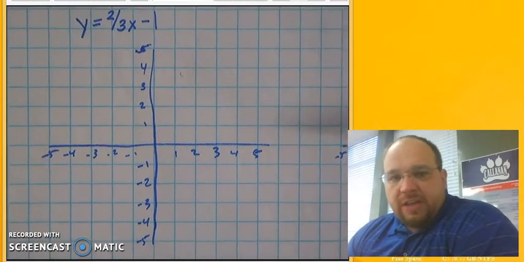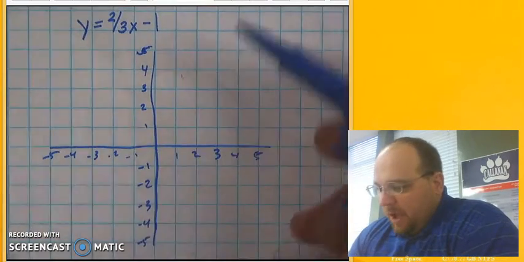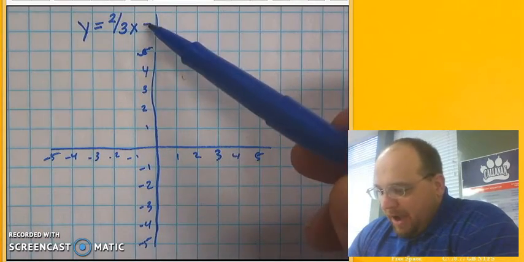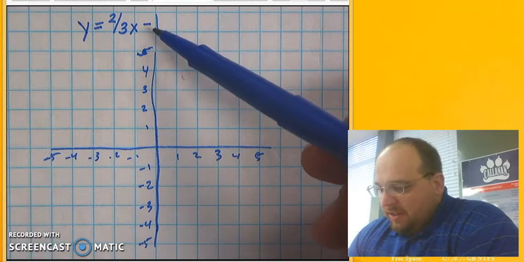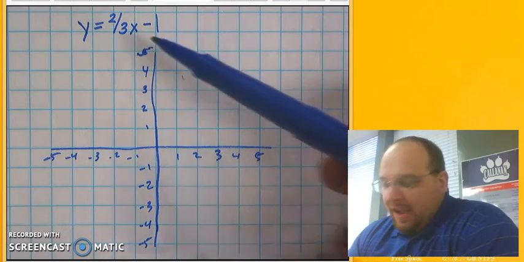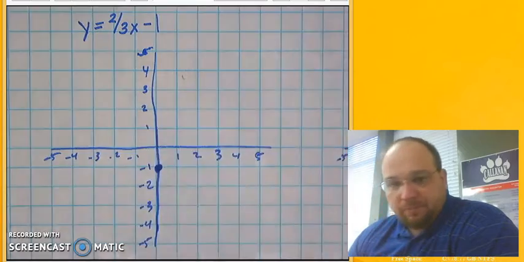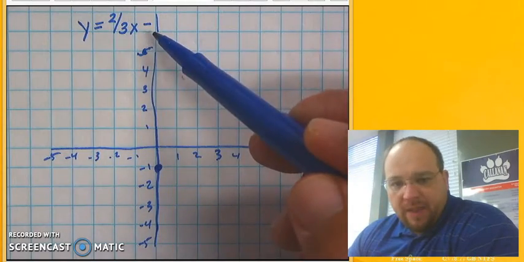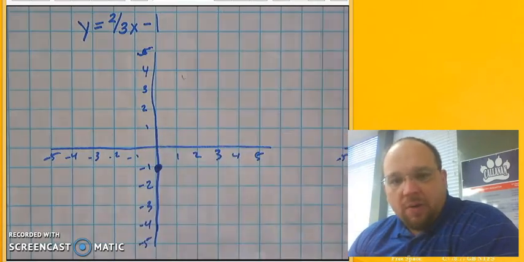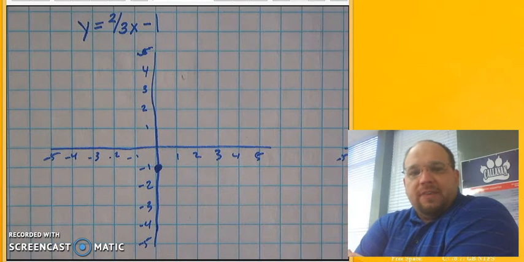First thing that I notice here is the y-intercept. The y-intercept in this problem is -1. So that tells me there will be a point at that y-intercept. So I'm going to put that point right here on the -1 because that's my y-intercept. So I have a point now to start with, and I'm going to start graphing the line from that point.